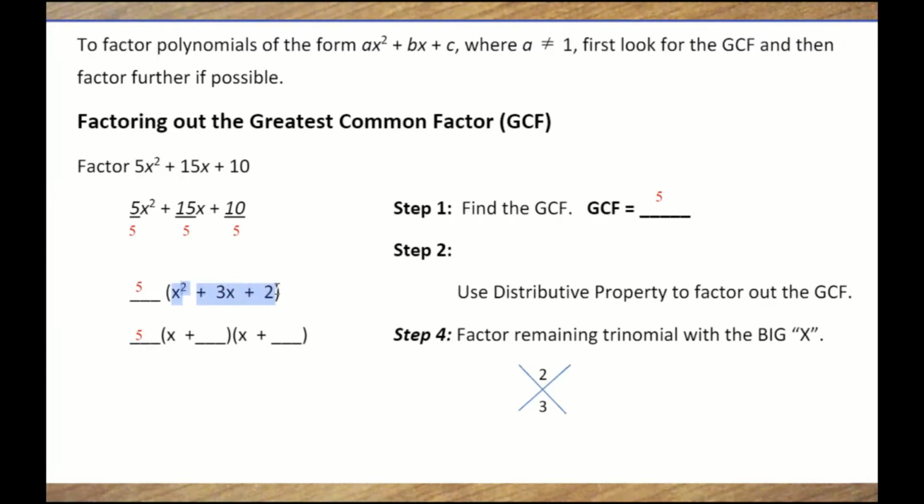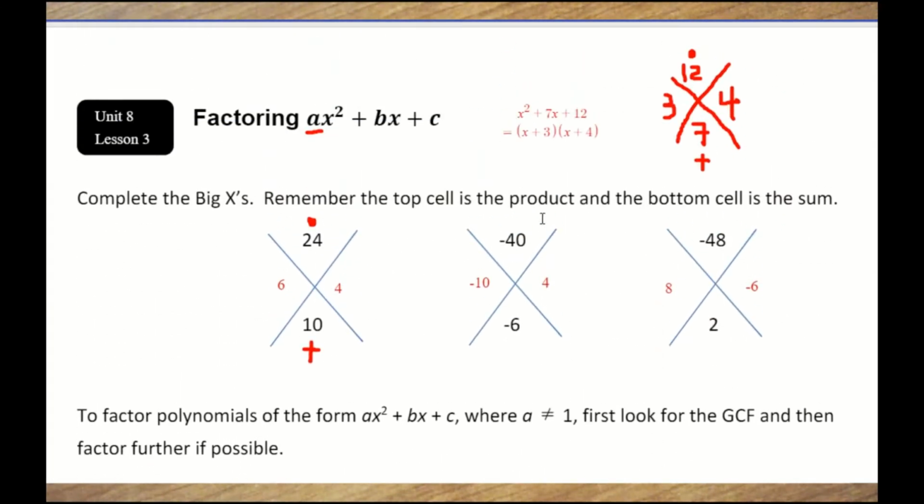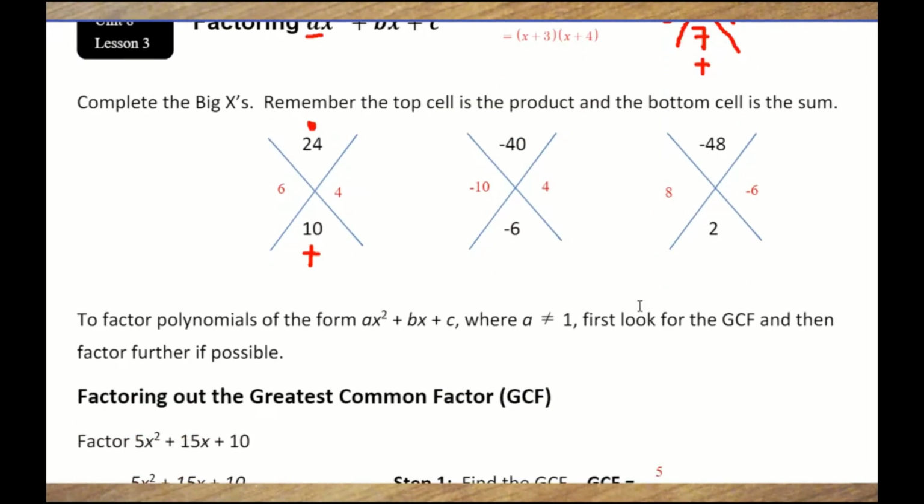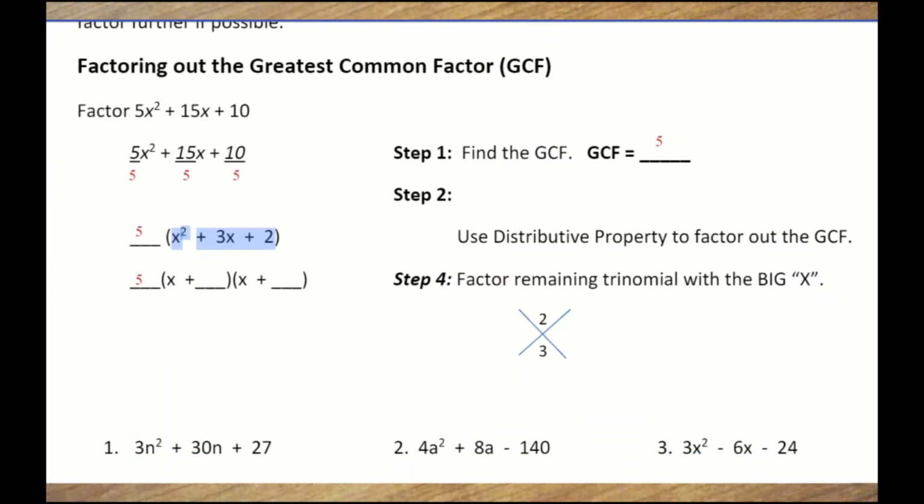But now factoring this trinomial on the inside of the parentheses becomes a little easier because now the leading coefficient is 1. So we can go back to this little trick up here with the big X and finish it off. So I'm going to go ahead and draw my X over here. And I'm going to put 2 on top, 3 on the bottom. When the numbers are real small like this, it's usually easier to figure out. In this case, we want 2 times 1 is 2, 2 plus 1 is 3, so we get x plus 2 and x plus 3.